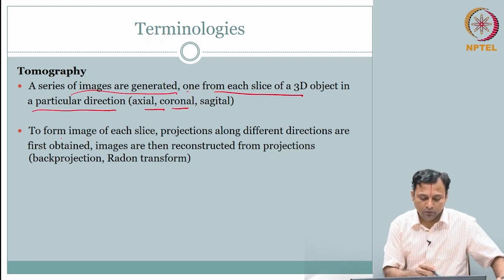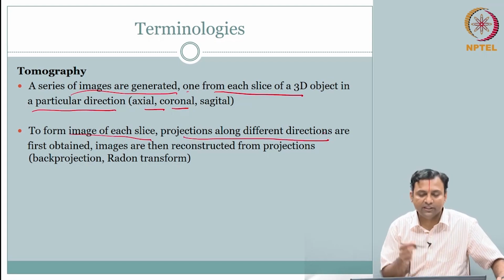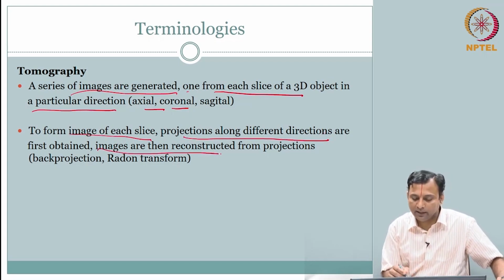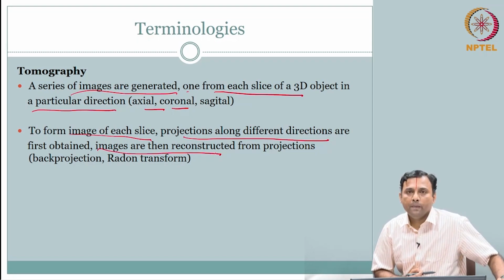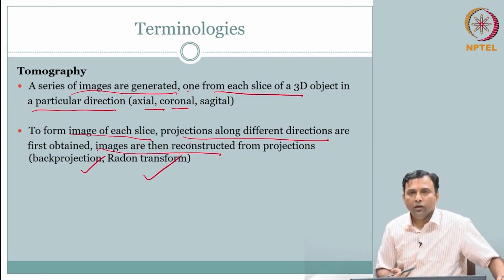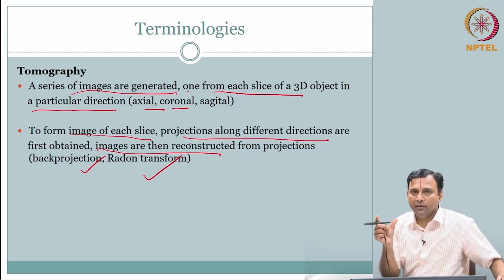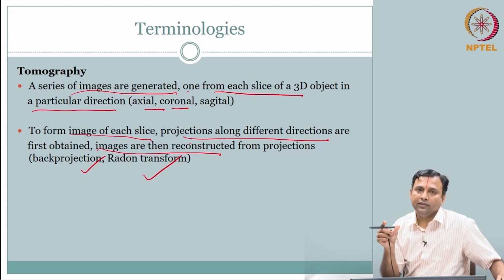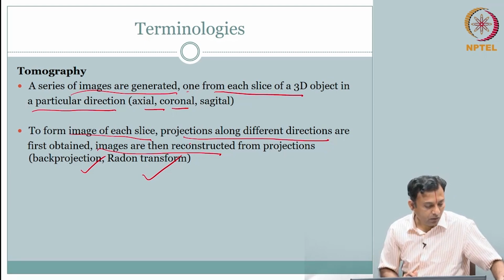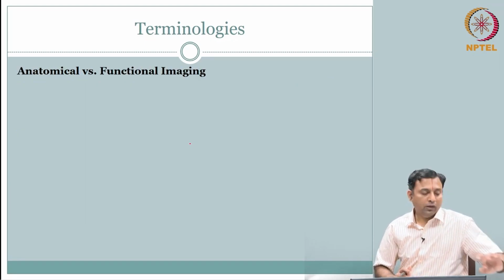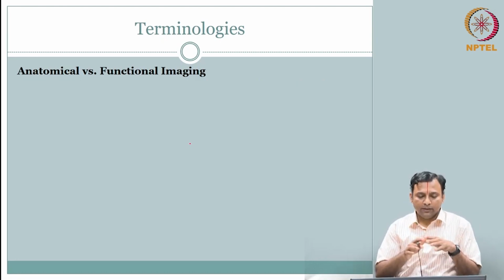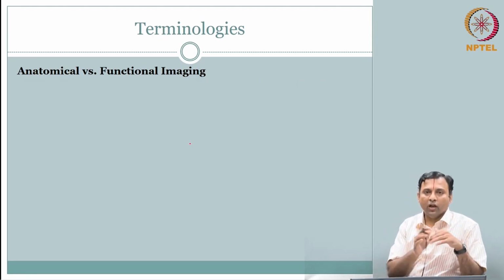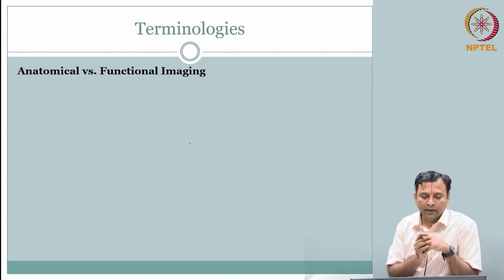To form an image of each slice, projections along different directions are first obtained, and images are then reconstructed from the projections. There are several techniques to do that. You can get different projections. How do I get to the object from the projections? That is what we call reconstruction. Okay. So this is a nice place, we will probably take this concept and end this module.